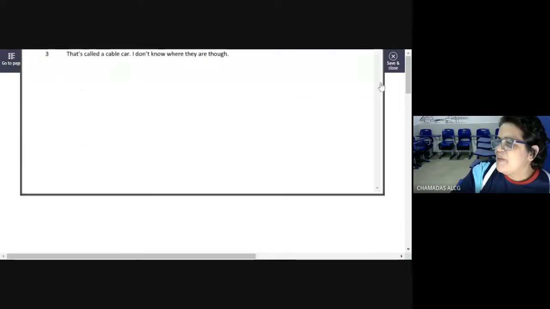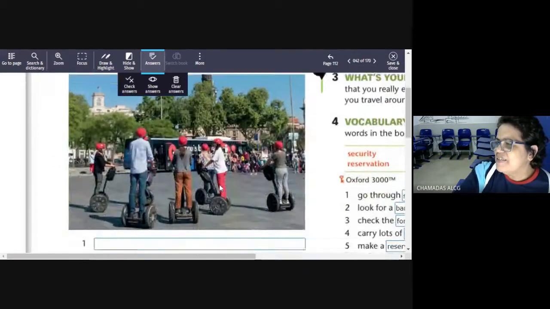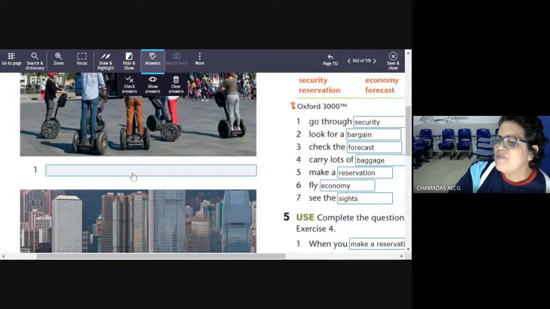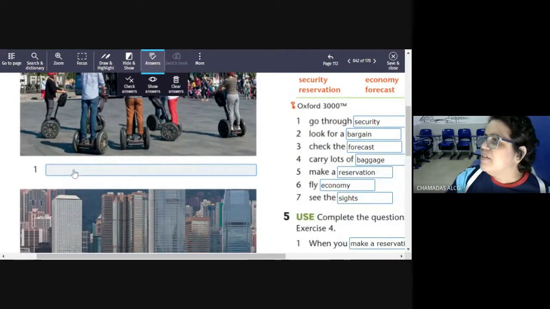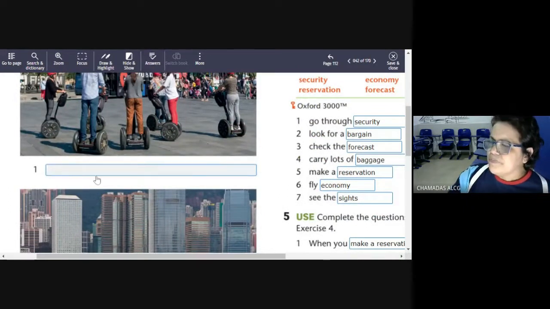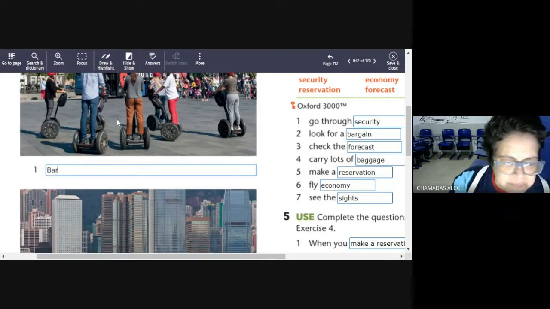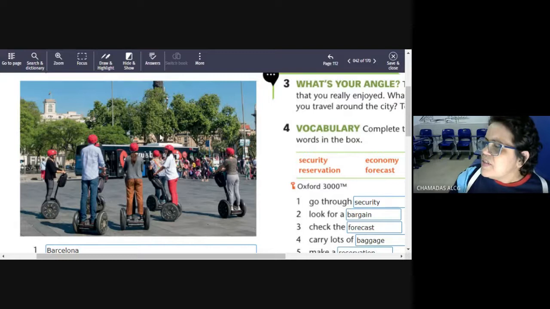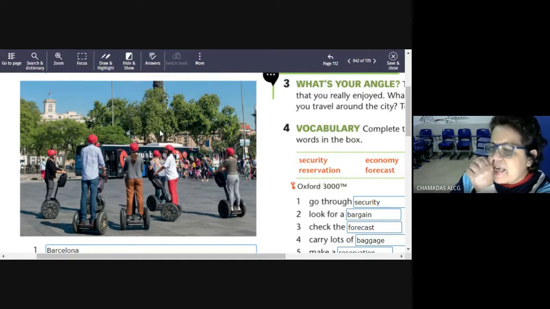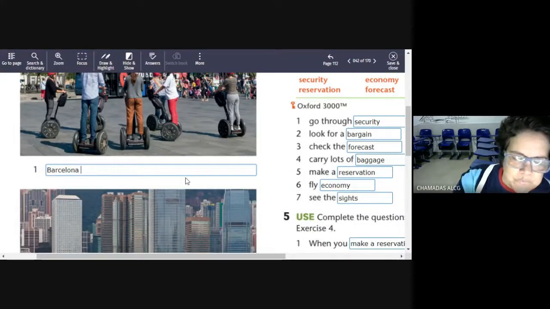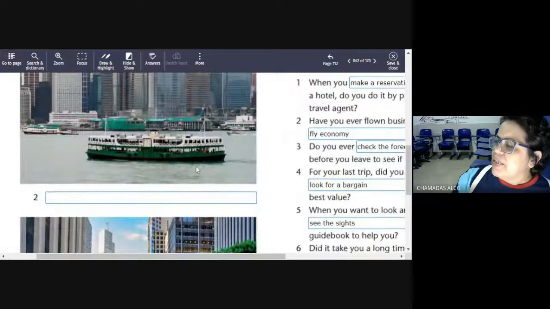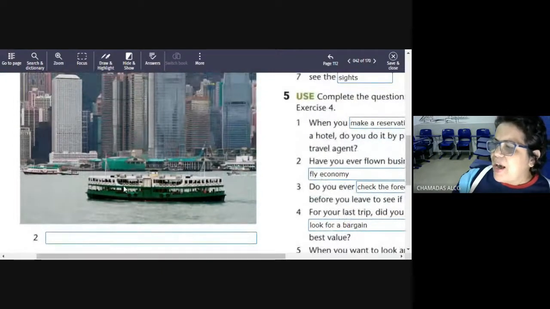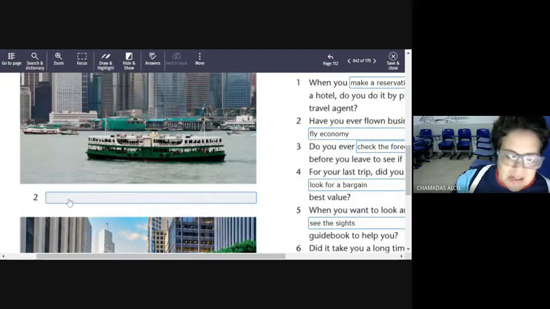All right, people. So here, you can write down the names, right? This is Barcelona. There is a statue here, and she said it's close to the beach. Okay. This is Hong Kong. I would never tell it's Hong Kong.